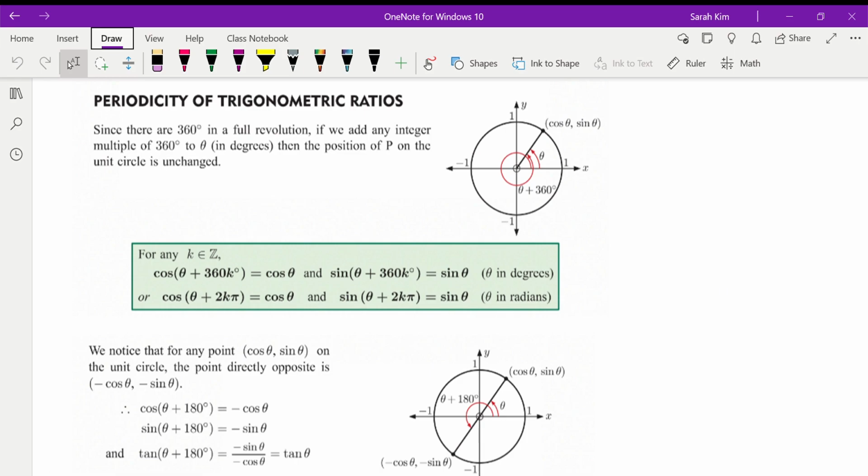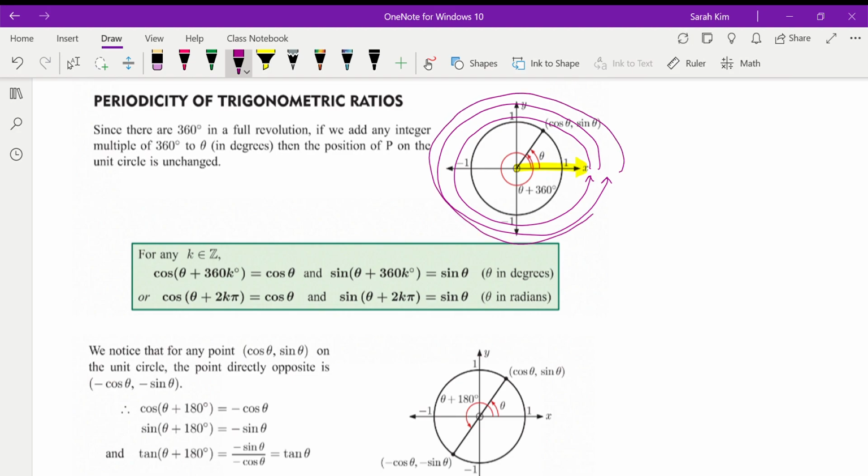Now, what you can also notice is periodicity of trigonometric ratios. Because this is a 360 degrees circle, you always start from this axis. You can go one full rotation, which is 360 degrees, or 2 pi in radians. You can actually do another rotation. That's going to be another 360 degrees or another 2 pi. But the thing is, you can keep going on and on and on. You can do as many rotations as you can.